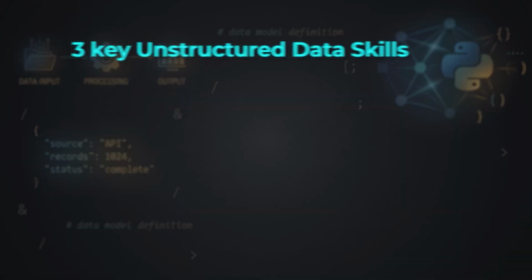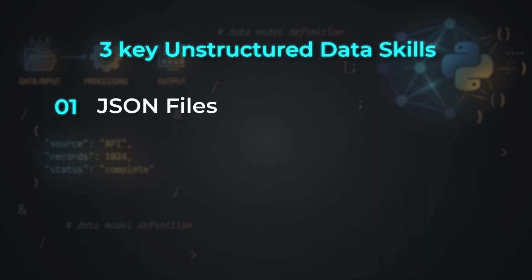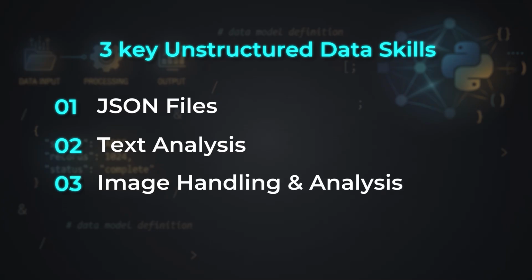In this masterclass on unstructured data handling in Python, we will cover three key topics. Number one, handling JSON data. Number two, handling text data and analyzing text data. Number three, handling and analyzing image data. In 2026, these are the fundamental skills which will be your advantage in the data science market. Let's get started. Now, specifically, here's a more detailed look at what we'll do.